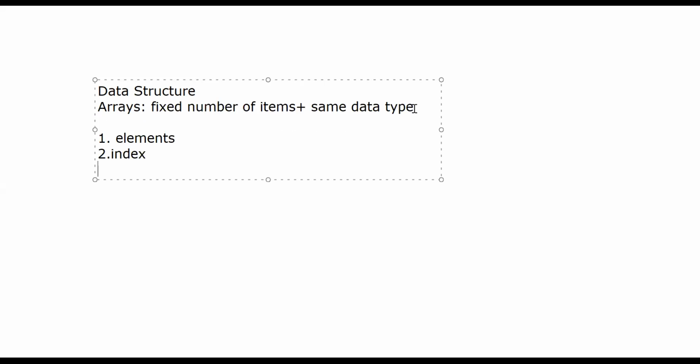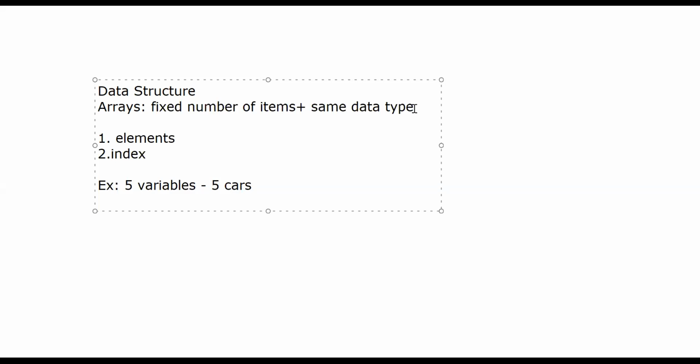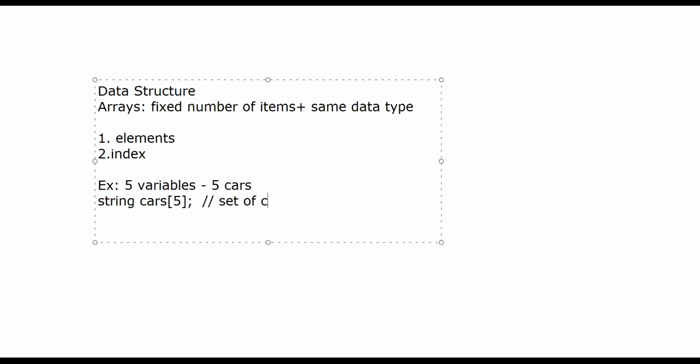So I would like to explain it with an example. If there is a person who is adding four cars or five cars, instead of creating five variables to define the five cars, he can just create an array of string type, define the array as cars, and the size of the array as five. Here, I would like to mention that string is a data type in programming which is composed of a set of characters. So here my Volvo is a string type.